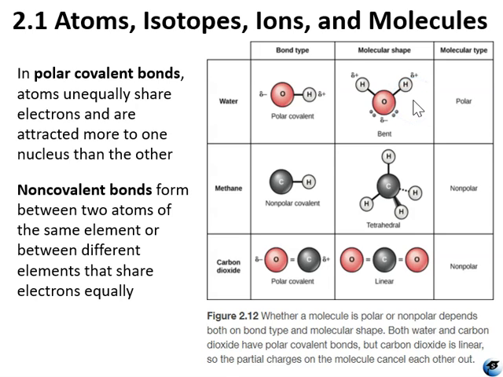If one atom has more protons in the nucleus, it's going to attract electrons more so than another atom that has fewer protons in the nucleus. So in that way, you can have a polar covalent bond. And these little notations here, delta negative, delta positive, are indicating that polarity.